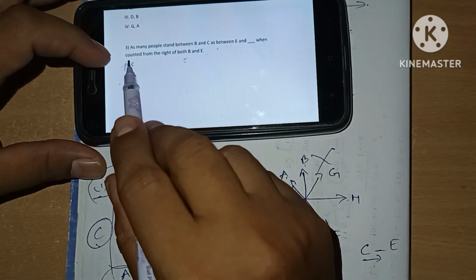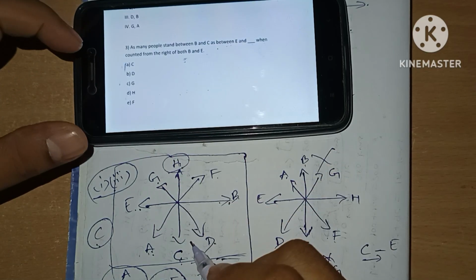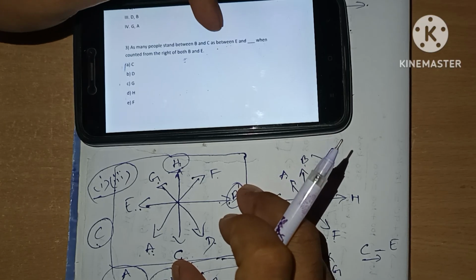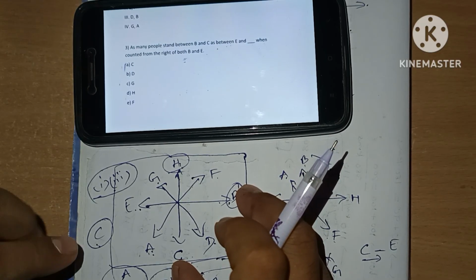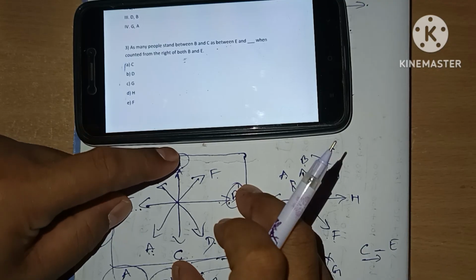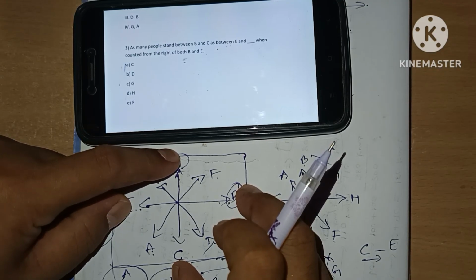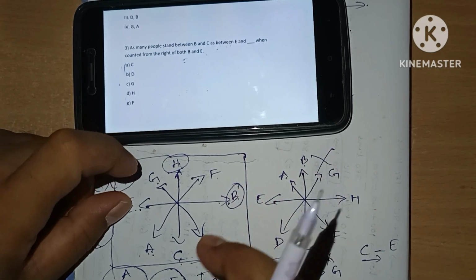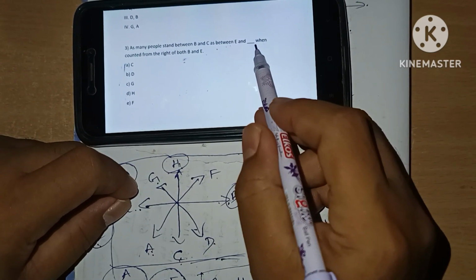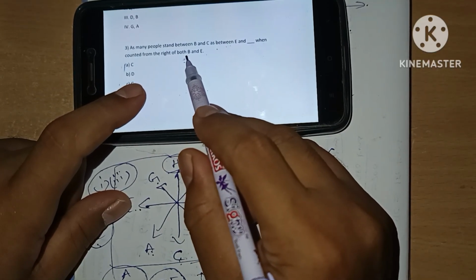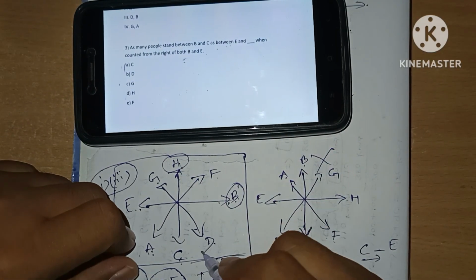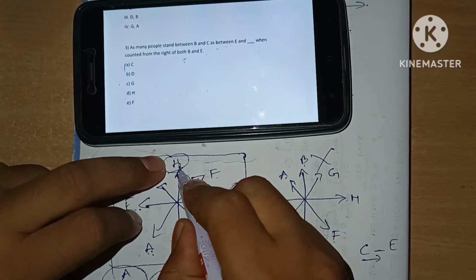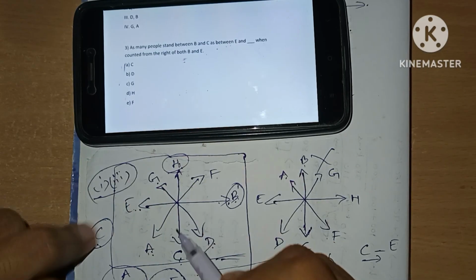Third question. As many people stand between B and C as between E and H, when counted from the right of both B and E. From the right side of B there is only one person. From the right side of E means H. So our answer is H. Option D is our answer.